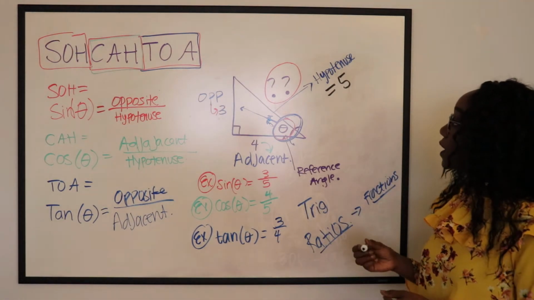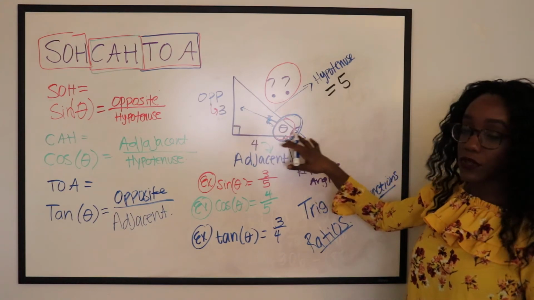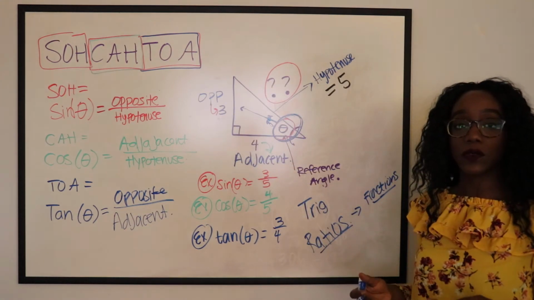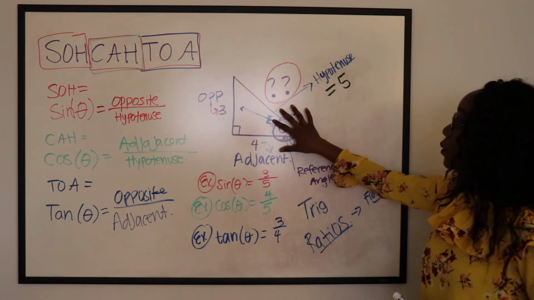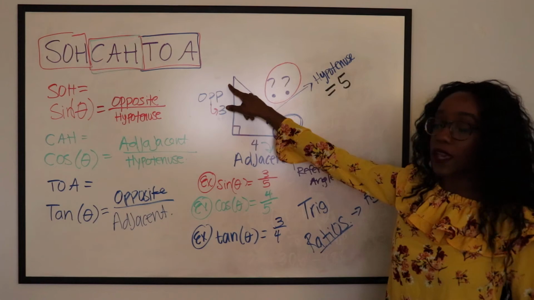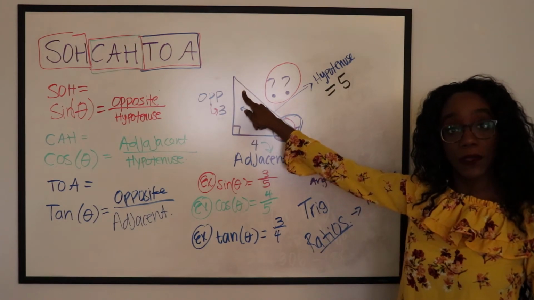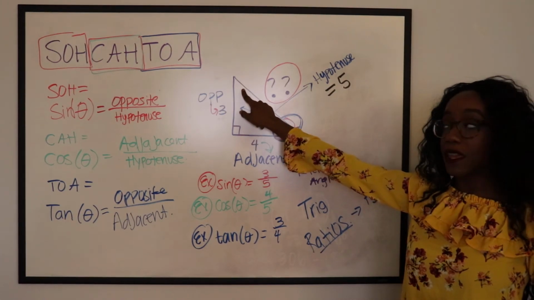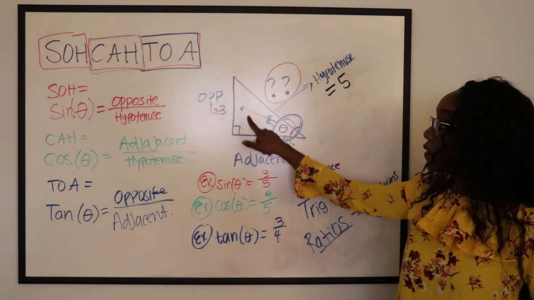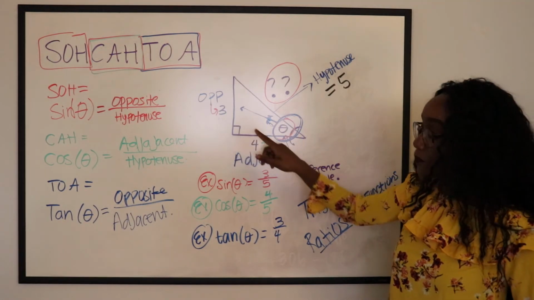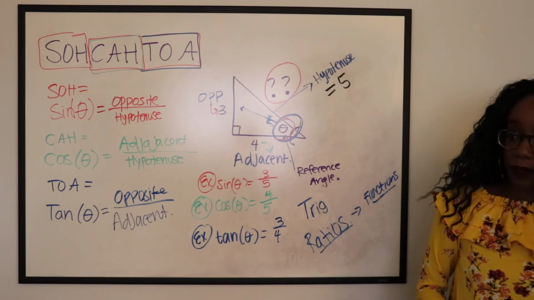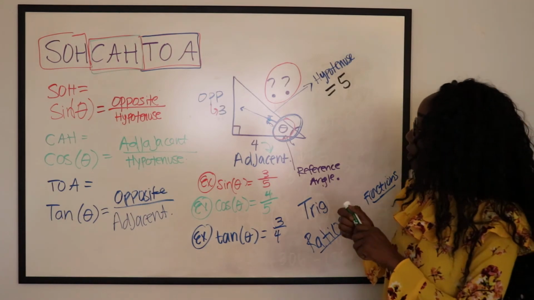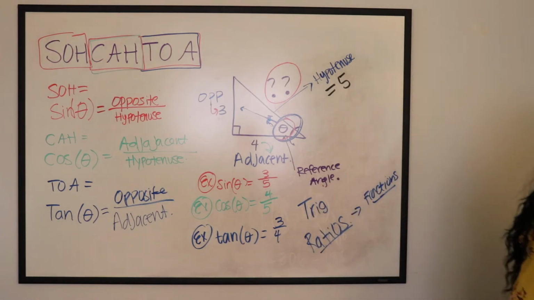So, the first thing that we have to do is make sure we have all 3 sides of our triangle. If we have to use the Pythagorean theorem, we will use the Pythagorean theorem. We know where our reference angle is. I want you to keep in mind that if your reference angle was over here, then this will be your opposite side. I'm going to indicate that. Let me get another color.